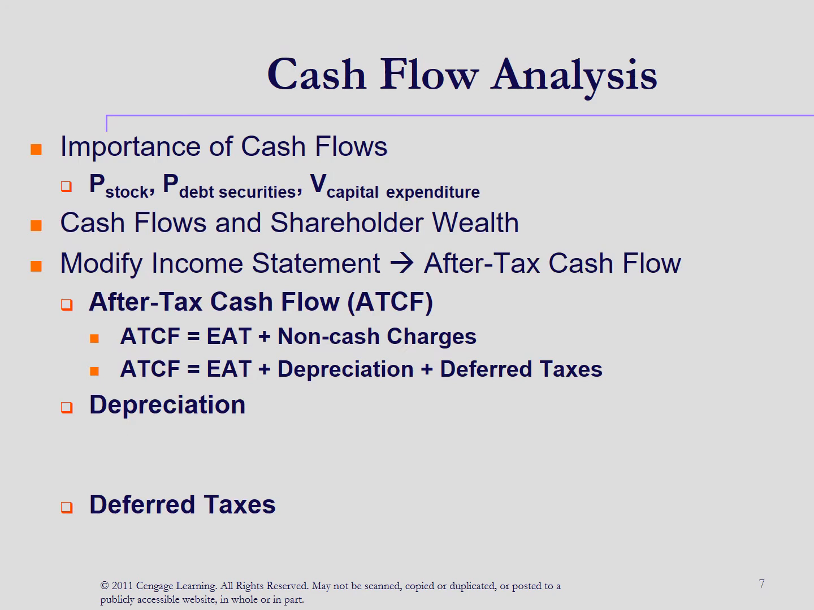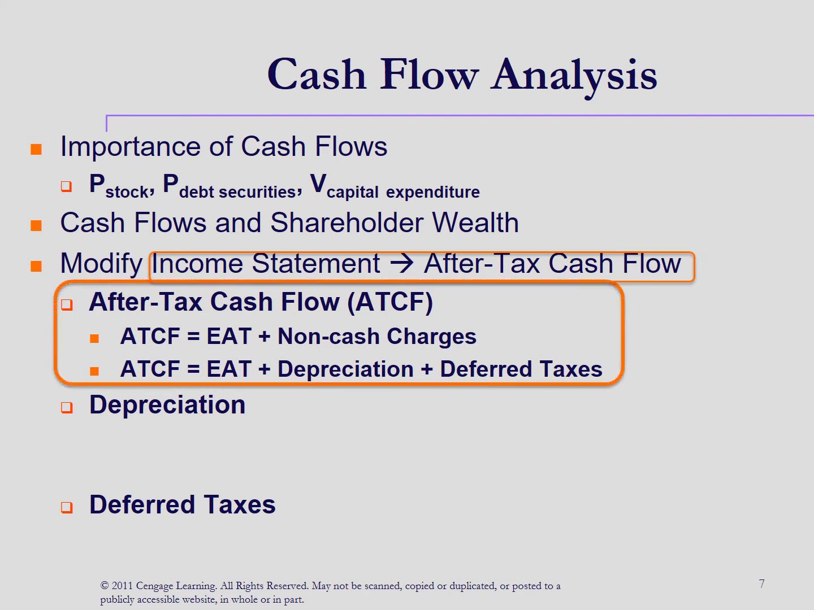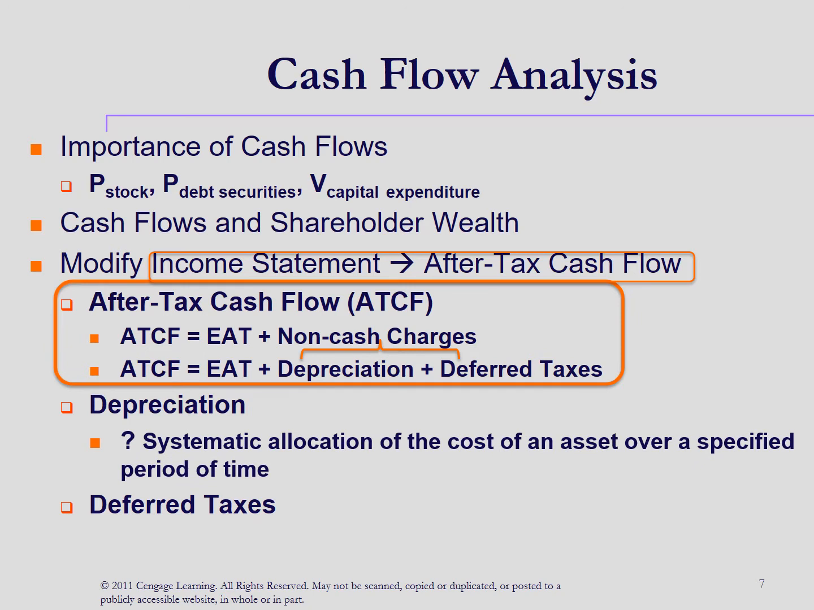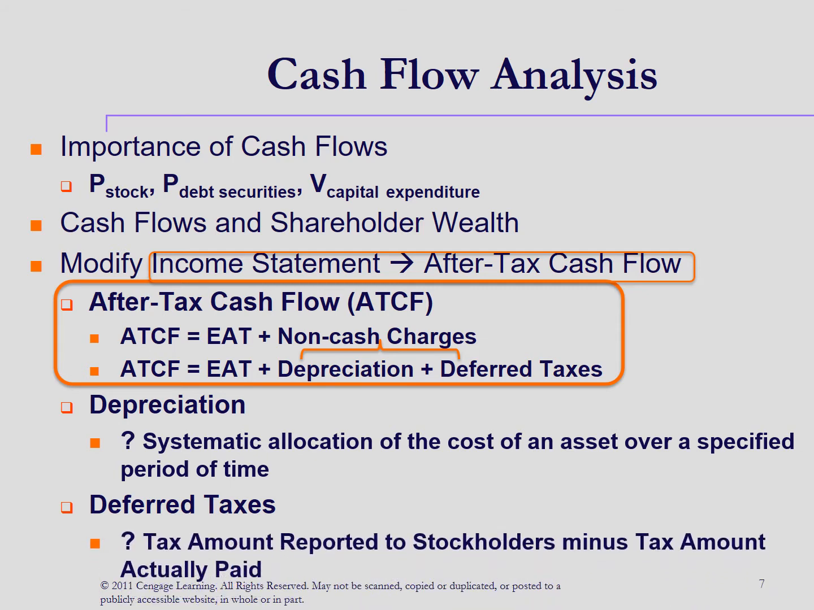We obtain after-tax cash flow using information from the income statement. After-tax cash flow is obtained by earnings after taxes plus non-cash charges, which include depreciation and deferred taxes. Depreciation represents the systematic allocation of the cost of an asset over a specified period of time. Deferred taxes represent the tax amount reported to stockholders minus the tax amount actually paid.